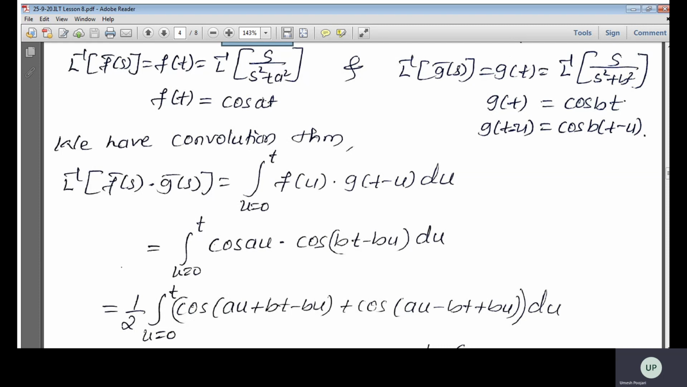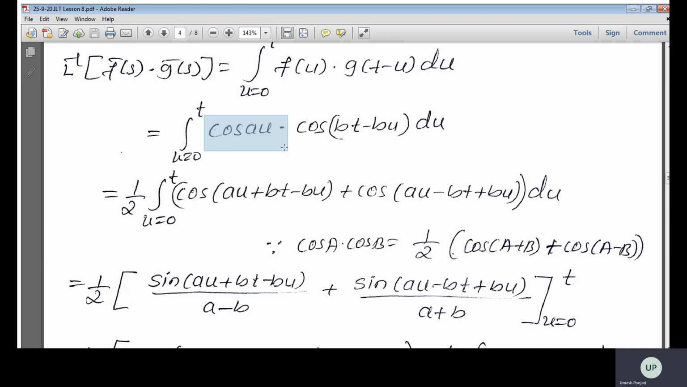Now f of t is cos at, therefore f of u will be cos of au, and g of t is cos bt, therefore g of t minus u will be cos of b into t minus u, that is cos of bt minus bu, du. Now if you see, this is in the form of cos a into cos b.